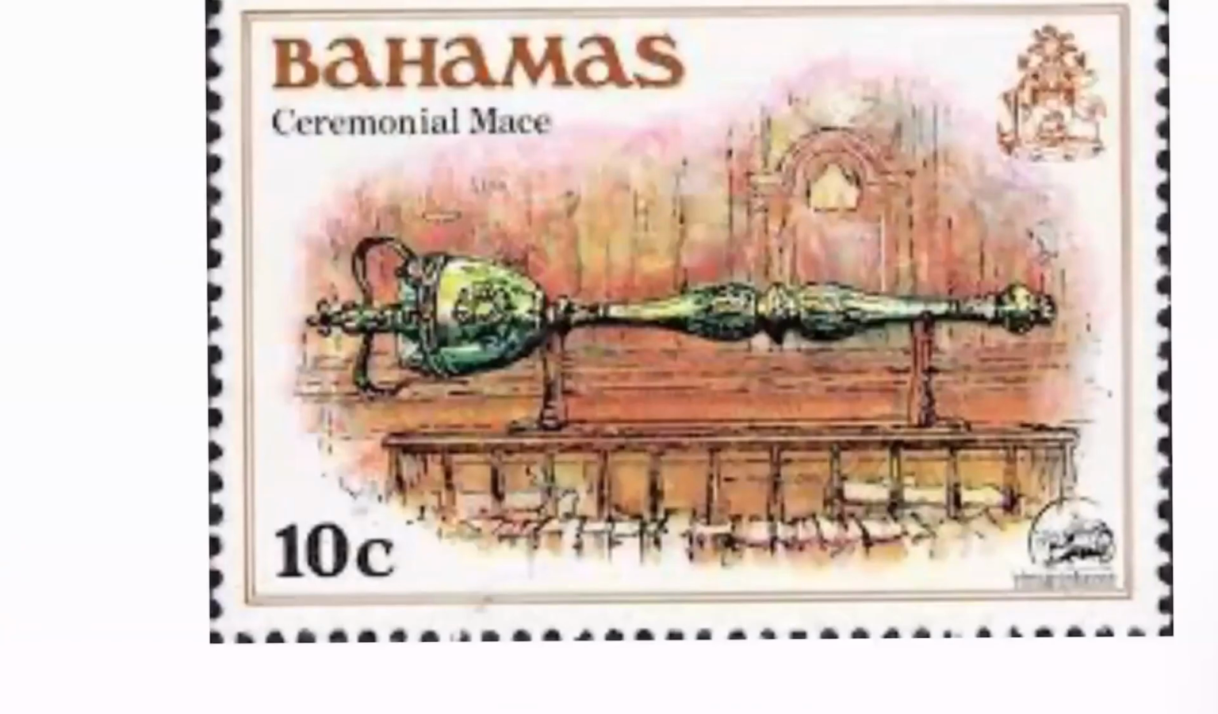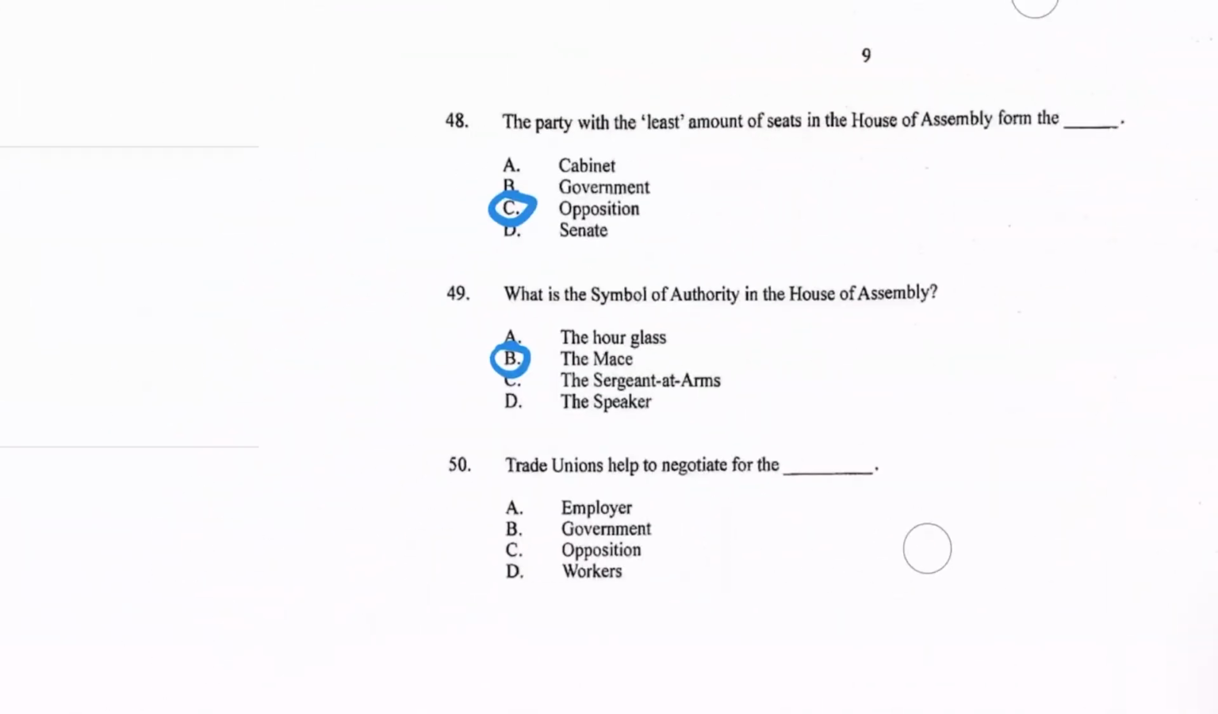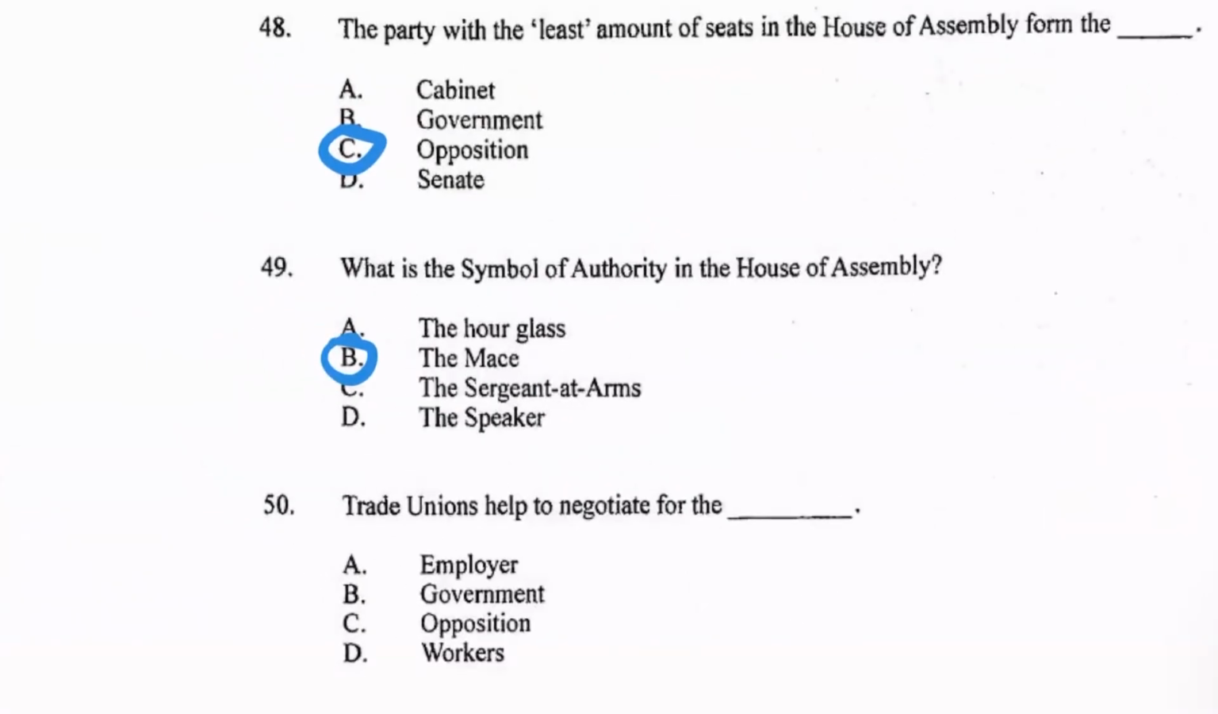So the person who has authority to speak has that mace. And you'll remember that Sir Lynden Pindling threw the mace out of the window to say that he does not acknowledge the authority in Parliament. He threw it out the window to get across his point and what he was trying to say, which was to address the unfairness of the government structure.